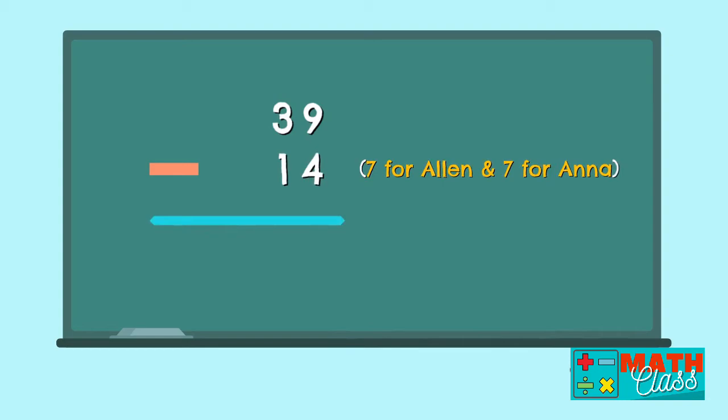What is the answer? That's right, it's 5. Let's write 5 below the number 4. Next is 3 minus 1, which is equal to 2. So, let's write the number 2 below number 1. So after we finish this, the answer is 25.